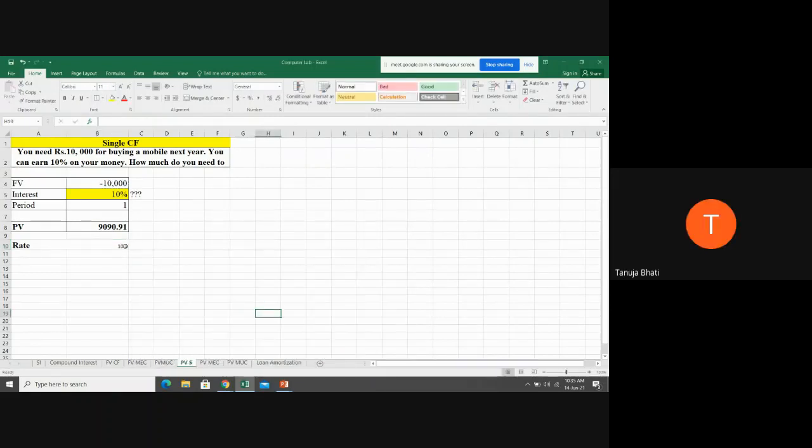So I get the rate of interest as 10%. Is this clear, students? Okay, very good. So now you know how to solve. From the next tab onwards, I will ask you all only.